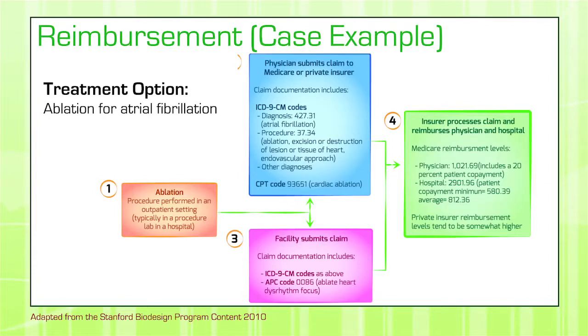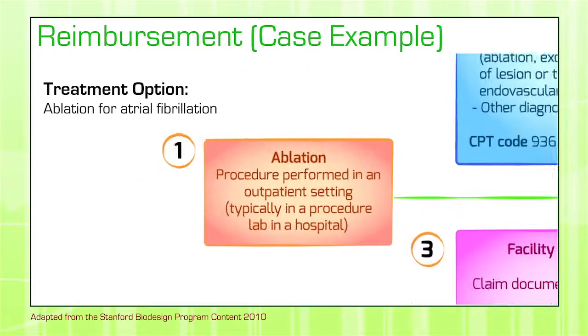The typical procedure is going to be an outpatient procedure called an ablation that is going to be done in a procedure lab in a hospital. By defining this, we have definitely narrowed down the types of codes that are going to be applicable to this specific device and treatment.